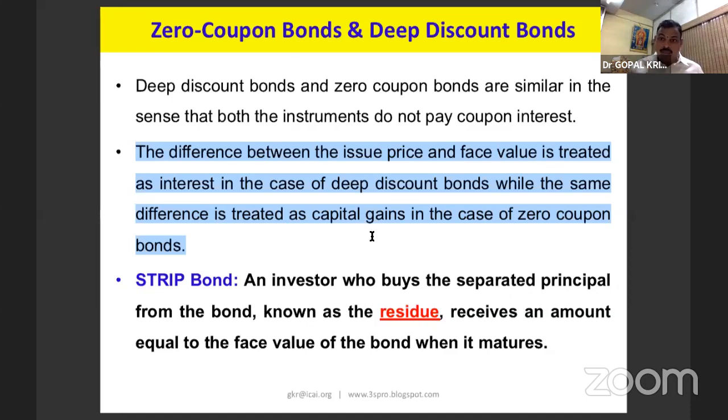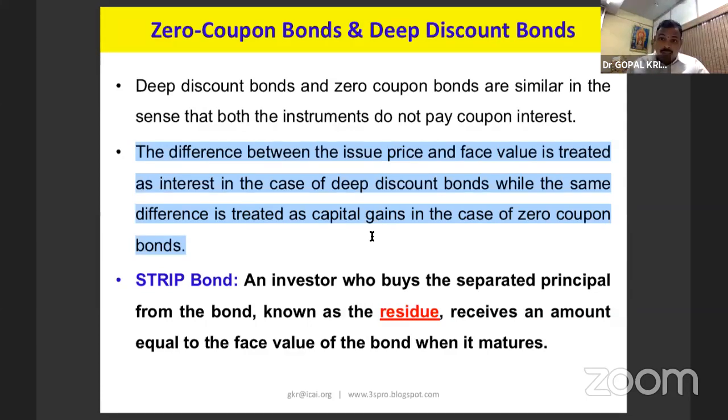Zero coupon bond is issued for a purpose. What is the purpose? When coupon cannot be paid because the project cash flows are like that. There won't be any periodical cash flows. So then naturally, why will I go for a normal term loan? I'll only issue a zero coupon bond. So that is the idea.